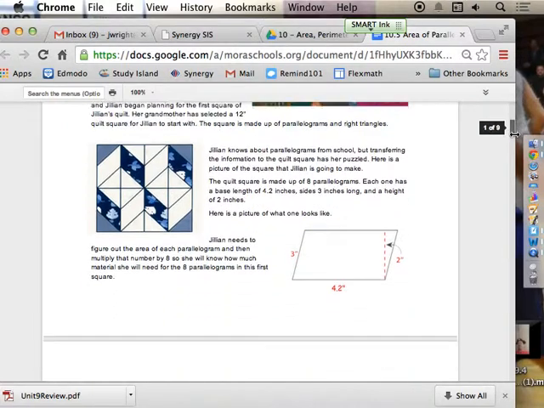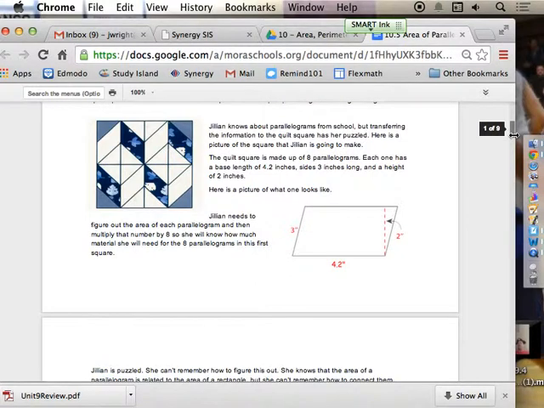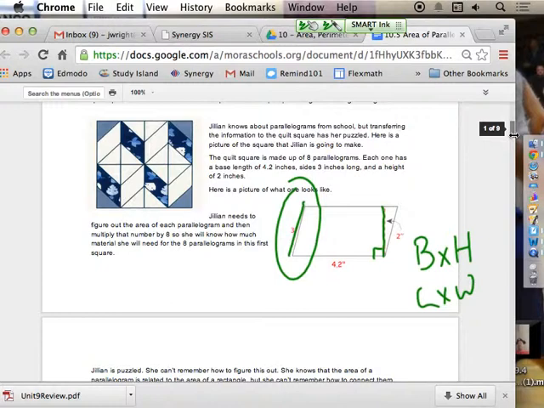So she needs to find the area of this parallelogram. Well, a parallelogram, just like a rectangle, you are going to take base times height, or length times width. But realize that the height is not necessarily the side that's diagonal. A height comes off the base at a 90-degree angle all the time. This is not a 90-degree angle. So I would take 2 times 4.2, and that's the way I would find my area.